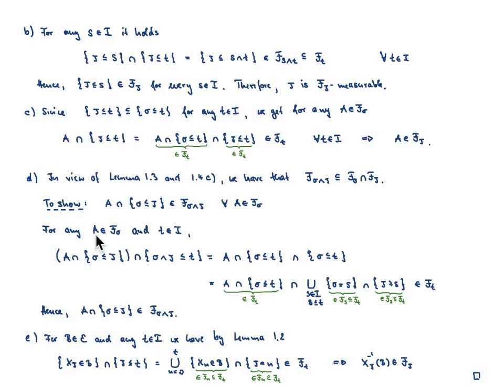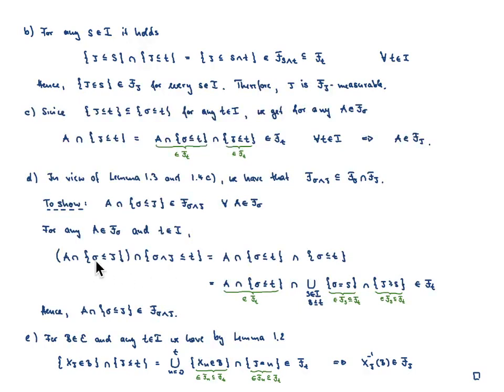So let us choose event A from the sigma algebra F_sigma, and let us fix time point T in our index set. Now I would like to consider the following event, namely A intersected with the event that sigma is less than or equal to T, and this I would like to intersect with the event that the stopping time sigma minimum tau is less than or equal to T. Why do I have to consider that event? Well, I would like to prove exactly that this event here is contained in that sigma algebra, and this was the defining property.